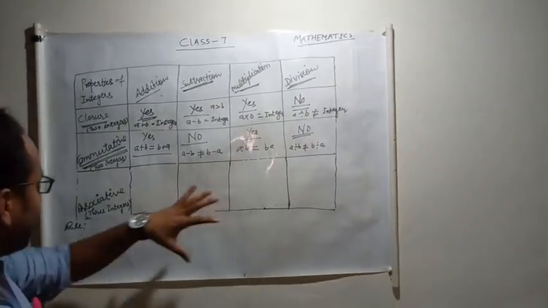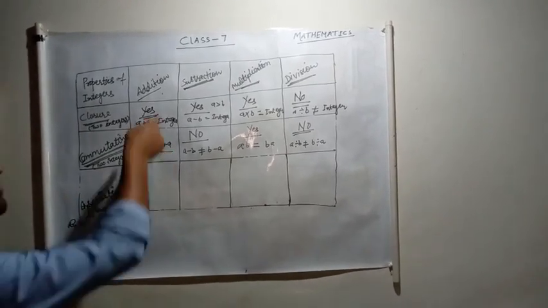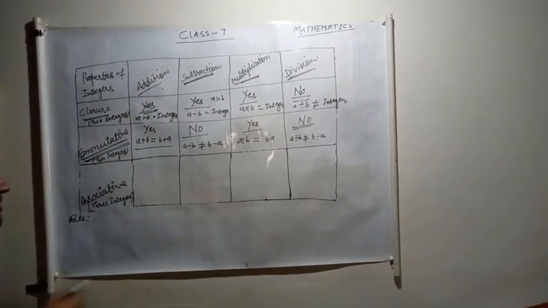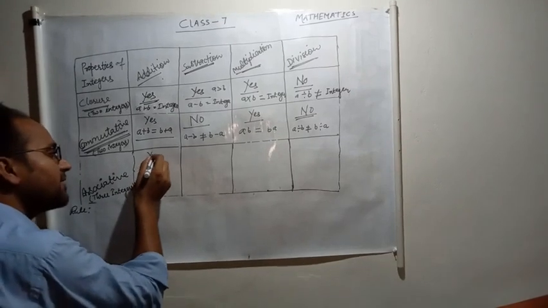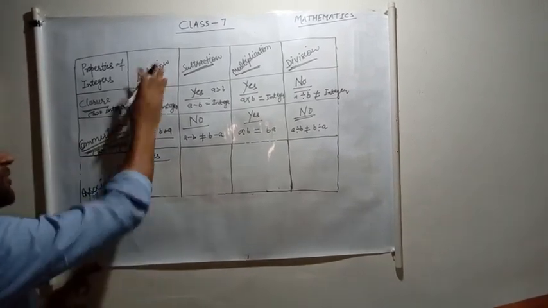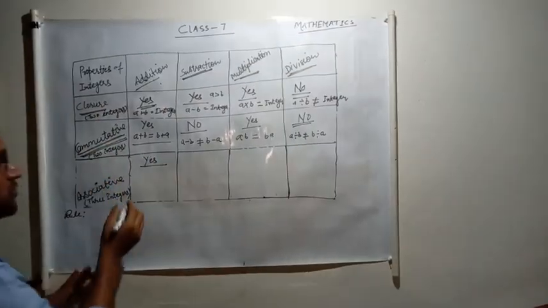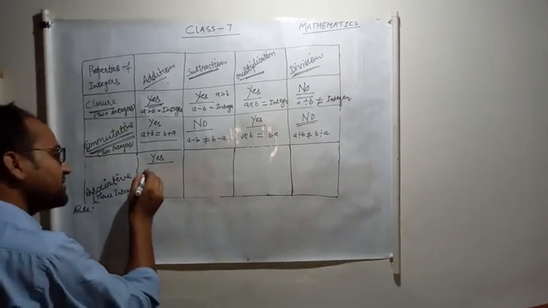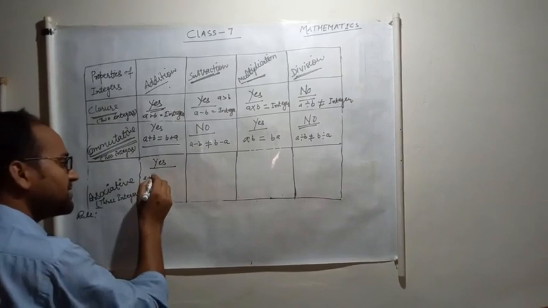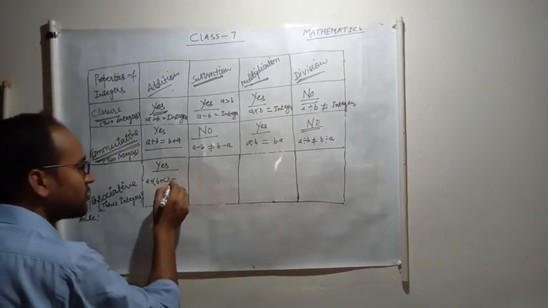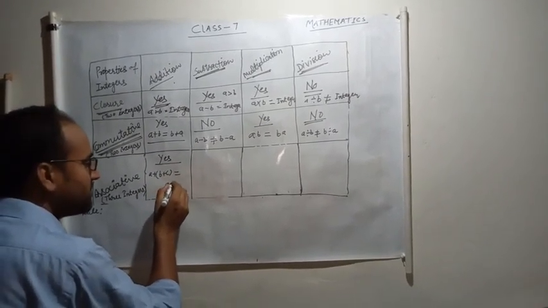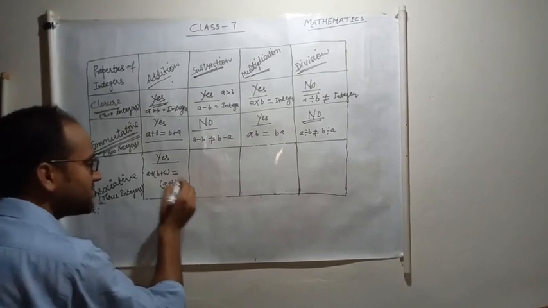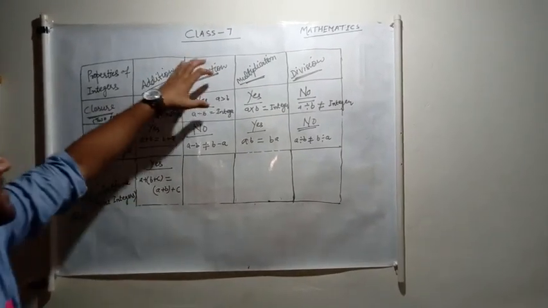So students, with that example I have shown that addition holds for the associative property. So we can write that yes, the operation addition holds for associative property. We can write this: a plus (b plus c) is equal to (a plus b) plus c. Next one is the condition for subtraction.